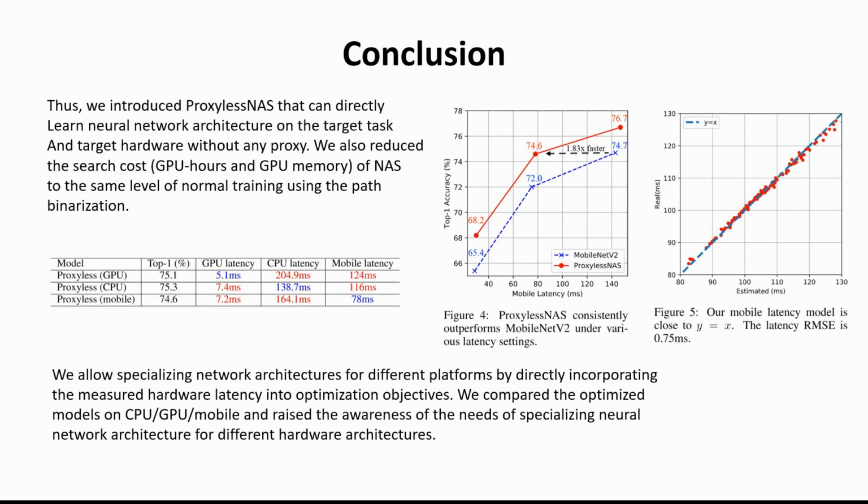So finally, we'll be looking at the conclusion. From the graph, you can see that our ProxylessNAS is far superior at any moment of time. And you can also see that our RMSE is 0.75 milliseconds, which has the least amount of latency. By introducing ProxylessNAS, which can directly learn neural network architecture on the target task and target hardware without any proxy, we finally reduce the search cost, that is GPU hours and GPU memory. Hence utilizing ProxylessNAS has given an optimal solution.